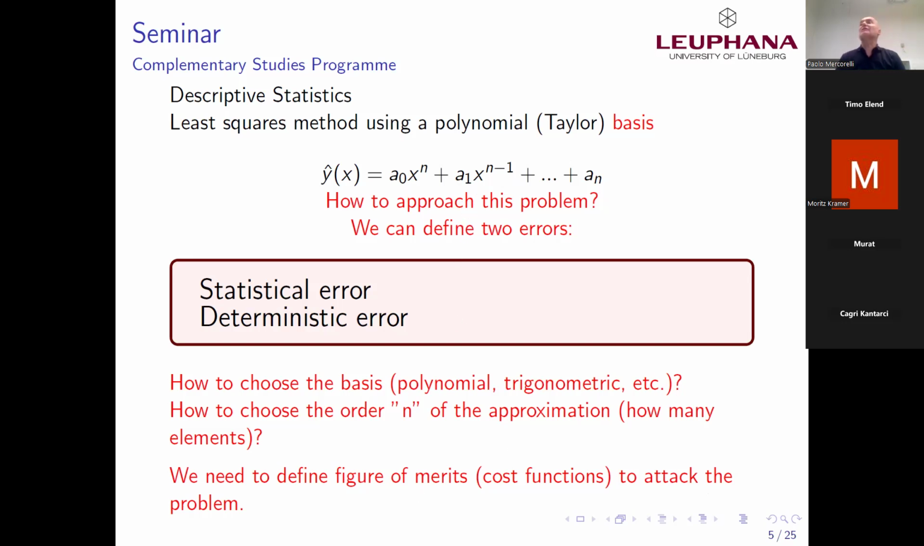Very important at the end of this slide, and today we will see together, is the concept of the cost function, or the cost function's figure of merit. In order to attack the problem, in which sense? If I say I would like to calculate the best polynomial regressor for a given order n, this means I have to calculate A0, A1, AN, but if I say the best, with respect to what?